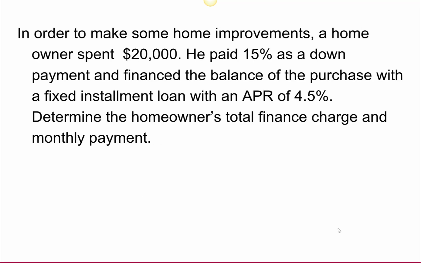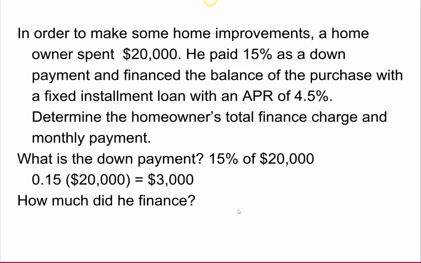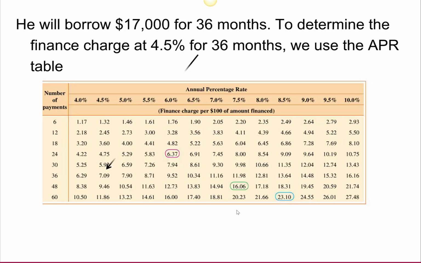In order to make some home improvements, a homeowner spends $20,000. He paid 15% down as a down payment and financed the balance of the purchase with a fixed installment loan with an APR of 4.5%. Determine his total finance charge and the monthly payment. So he's got to put 15% down, so he's going to put $3,000 down. How much did he finance? He financed $17,000. And he's doing this for 36 months.